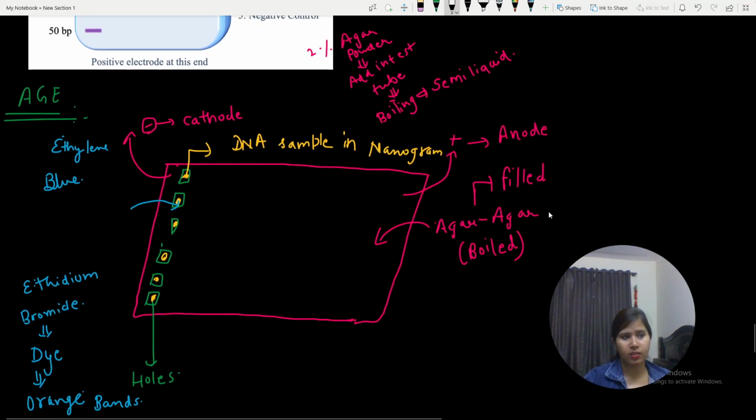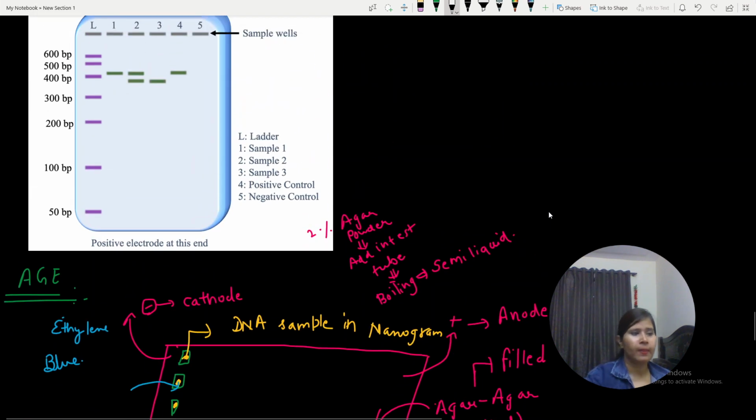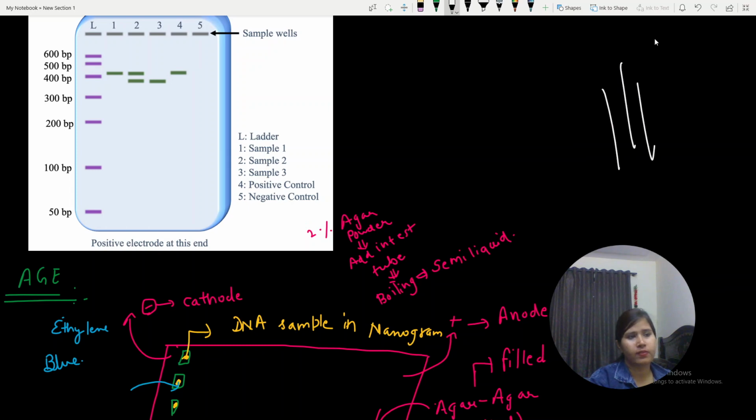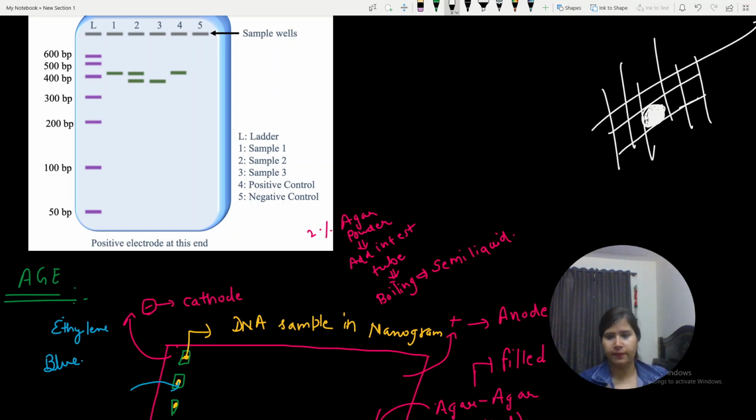So, ma'am, what is the sieving effect? Here you can see the sieving effect is basically like a network. Suppose this is a kind of network, and these are the pores. These are the pores where DNA molecules will be embedded.